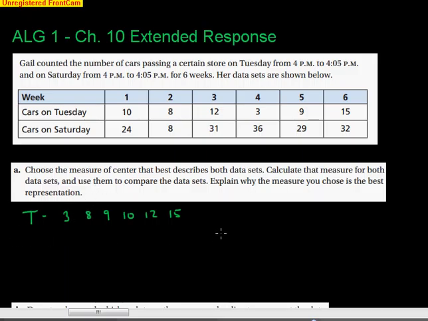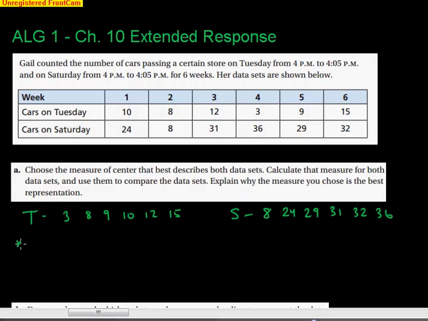And then for Saturday, we have 8, then we have 24, 29, 31, 32, and 36. And again, all pretty much the same. We have an 8 that's kind of low. Alright, so let's take a look at the 3 measures of center.